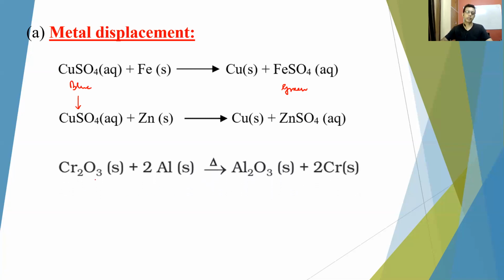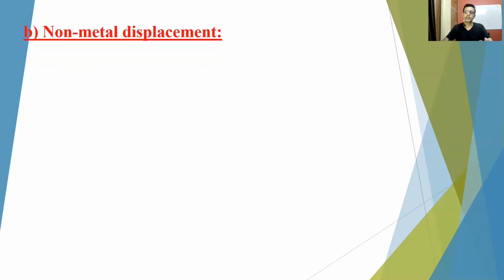Another example is chromium trioxide and aluminum, where we'll get aluminum oxide and chromium. Now, if we see all these three, in all three cases a metal is displaced. So when a metal is displaced, these reactions are called metal displacement. Another type of displacement, where a non-metal is displaced, is called non-metal displacement.